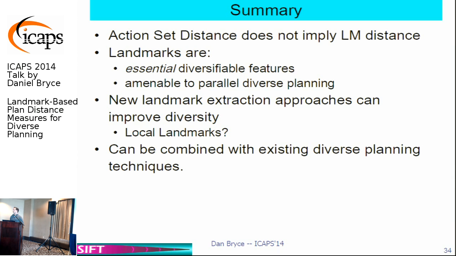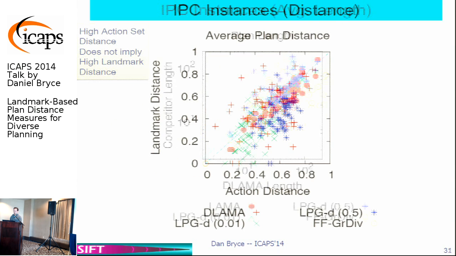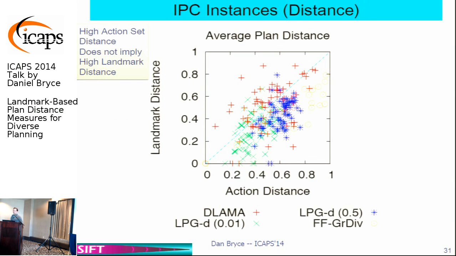Dan, could you put it on slide 31? I think it's the one I wanted. Yeah, you said that action distance doesn't imply landmark distance, if I got that direction right. But I think you left open that landmark distance implies action distance. But I couldn't make sense out of this graph. Well, the point I wanted to point out here is that most of the solutions with the action distance optimizing approaches are going to fall in the lower right-hand corner.